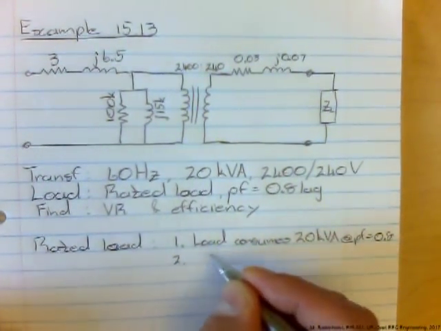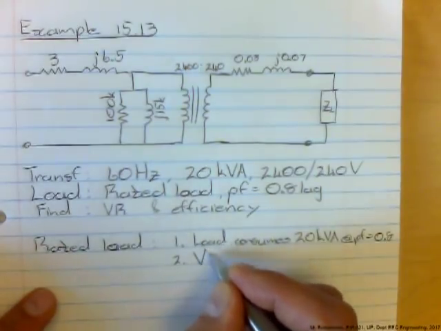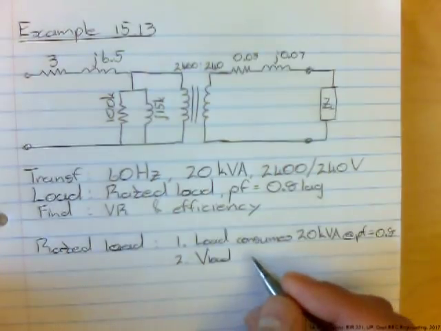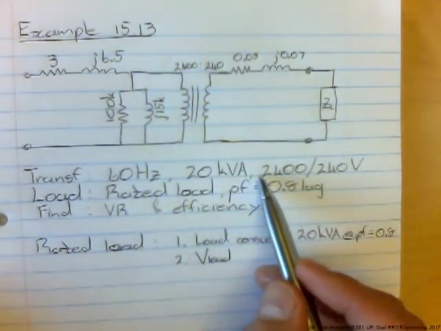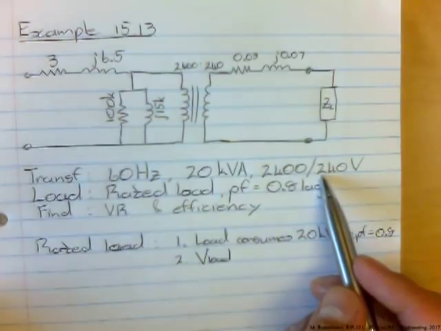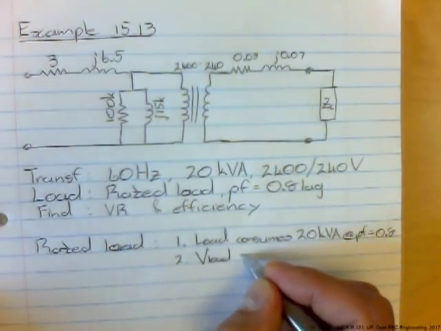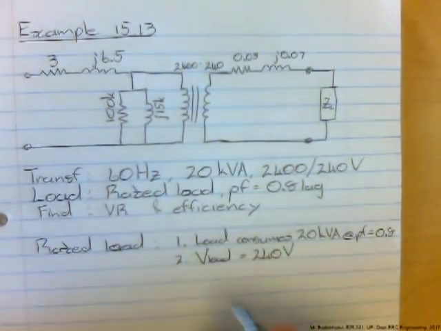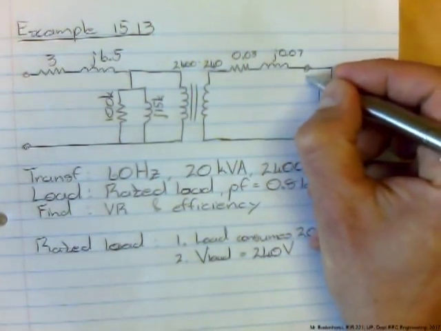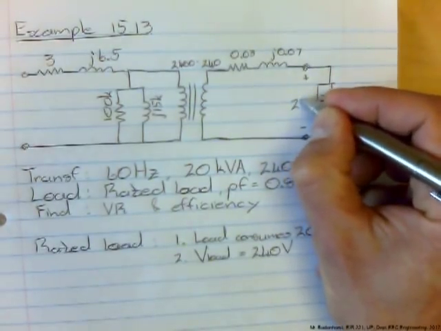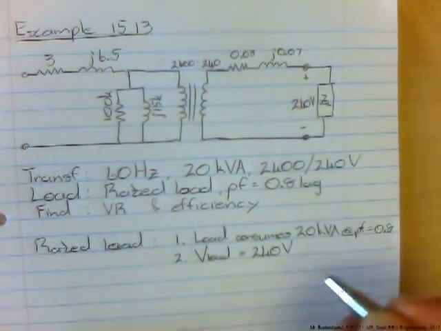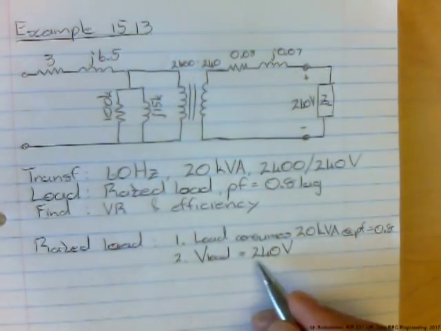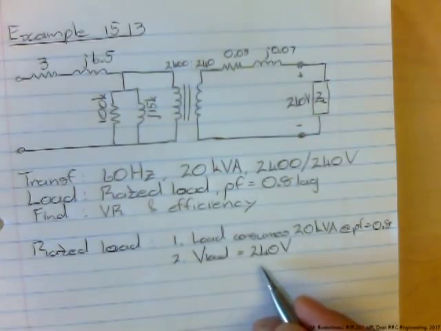Then the second important thing is it means that the voltage at the load terminals is the rated voltage of the transformer. Now what's the rated voltage of the transformer on the load side? It's 240 volts. But all these values, remember, are in RMS values. Now they're not giving us a reference value, so we're going to make the load voltage our reference value.